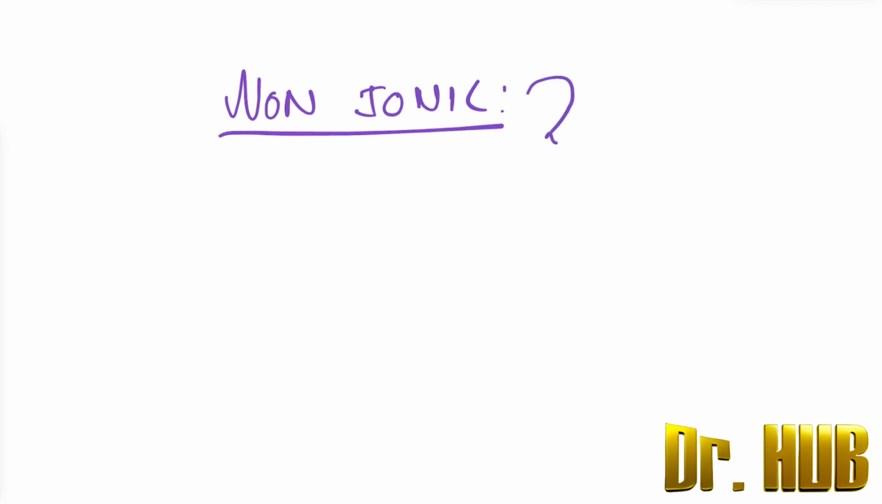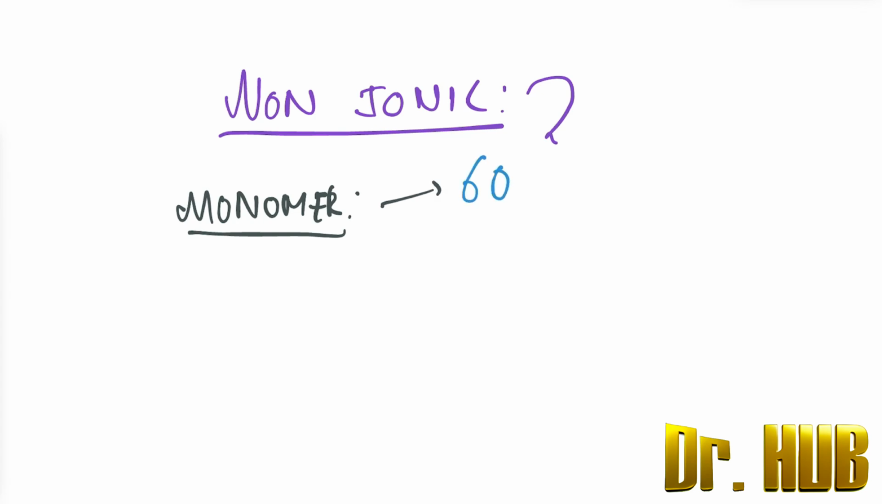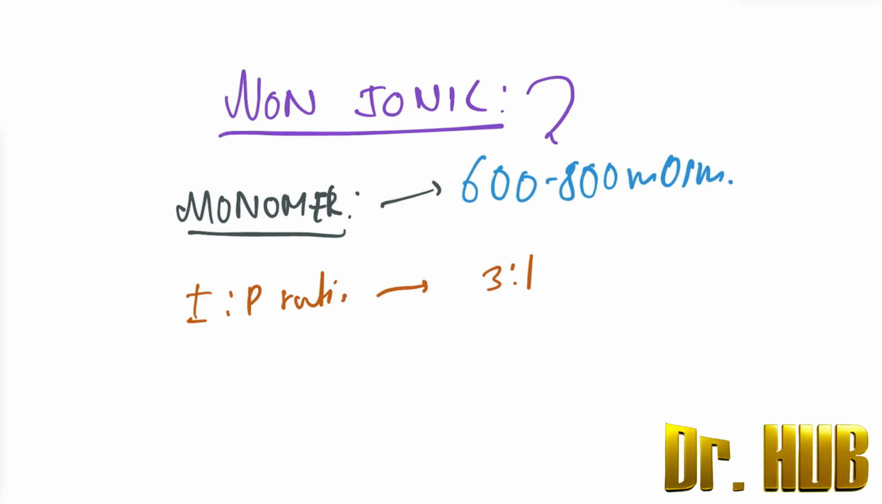So we saw this was totally about the ionic. Then we move on to the non-ionic. Here in terms of non-ionic, there may be monomer as well as dimer. What is the monomer containing? Under the monomer, the osmolarity is again 600 to 800 mOsm, and the iodine to particle ratio is going to be 3:1. Then we move on to the examples. Example includes iohexol.